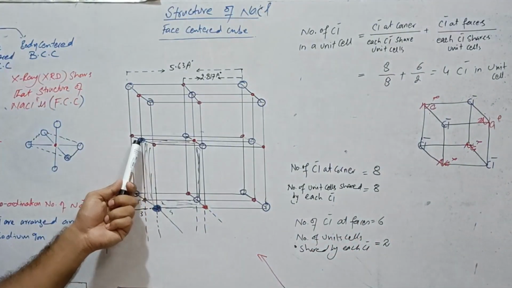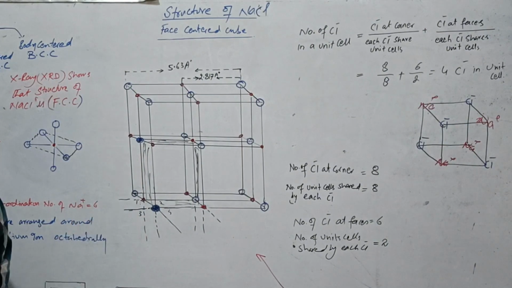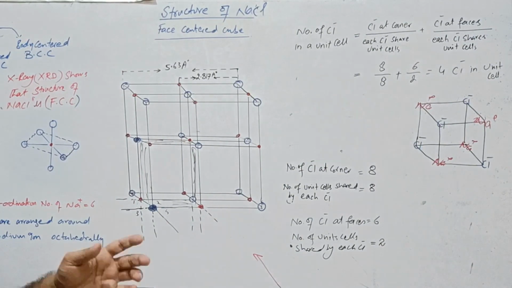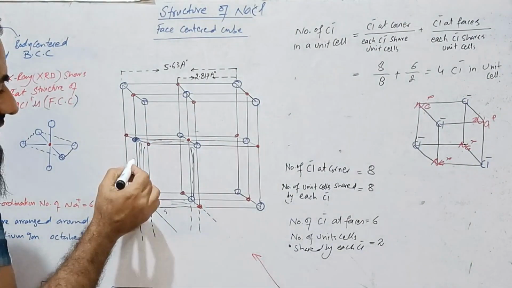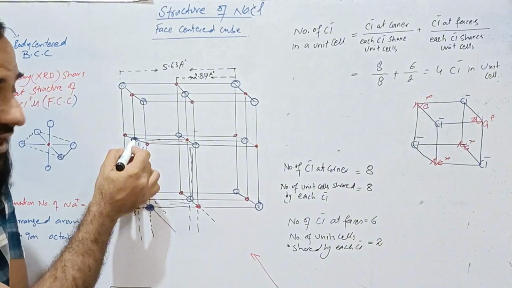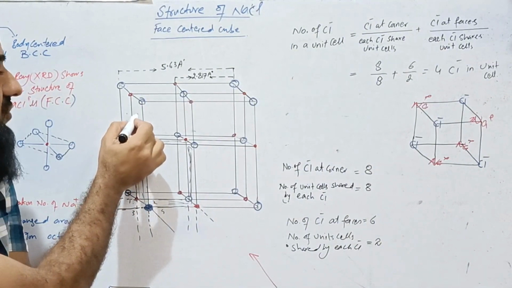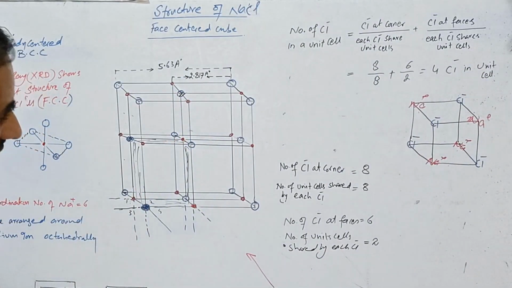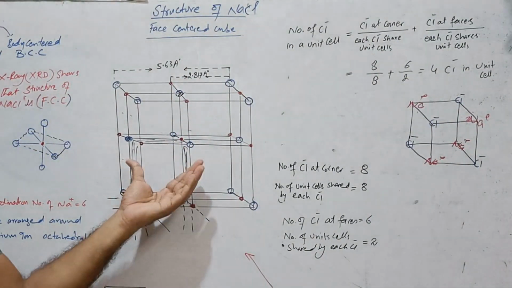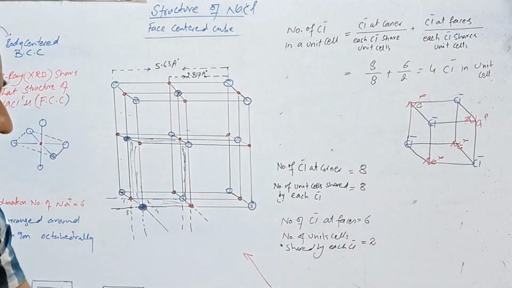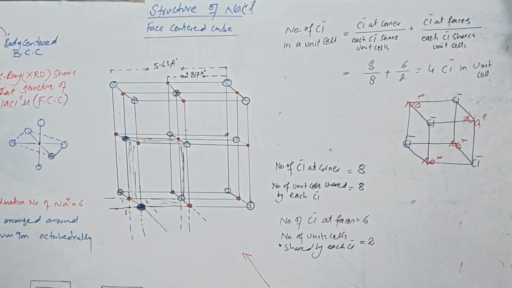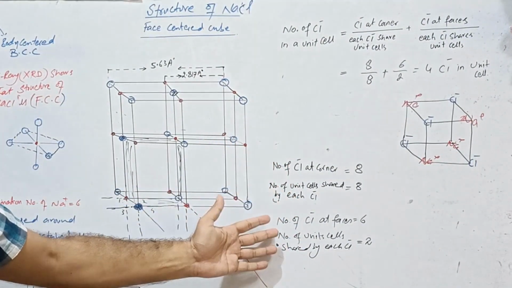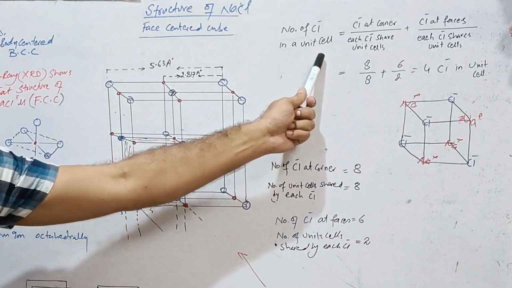If we see this Cl which is present at the face, each Cl present at the face is shared by two cubes. For example, these two cubes, this and this, are shared by this Cl, and the above two unit cells are also shared by this Cl present at the face. These things can be best understood by three-dimensional crystal analysis. Well, this data is used to calculate the number of Cl ions in a unit cell.